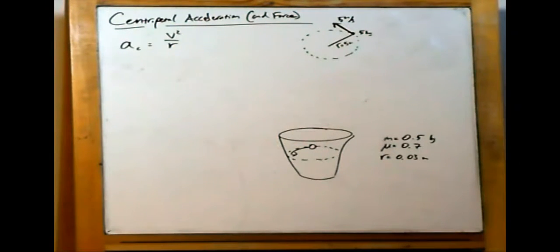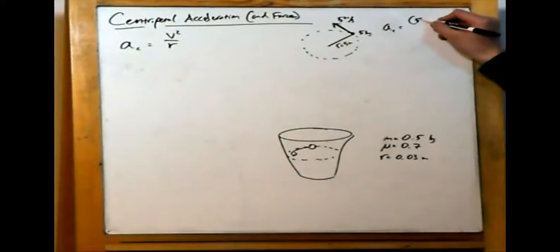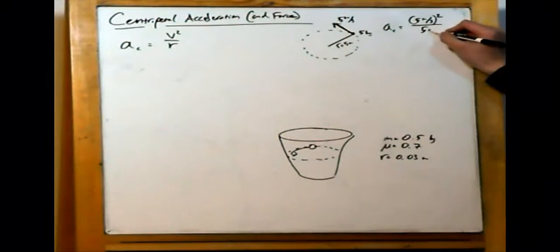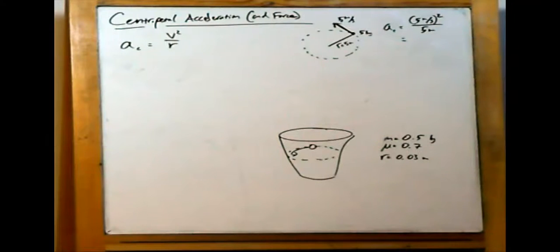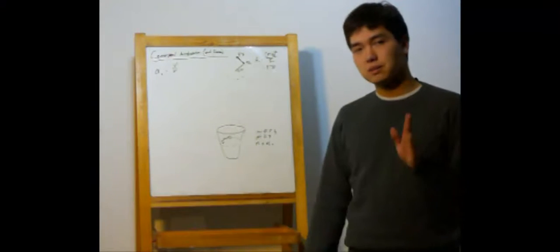So we can find the centripetal acceleration for this. We just refer to the formula. We have our tangential velocity, 5 meters per second, squared, and then we're dividing that by the radius of a circular path. 5 squared is 25, divided by 5 is just 5 again, and so we're left with 5 meters per second squared.